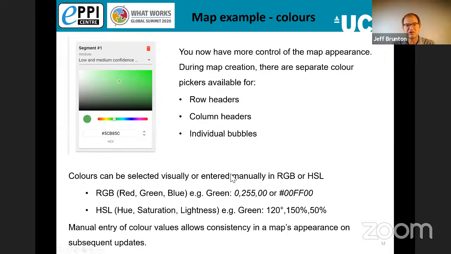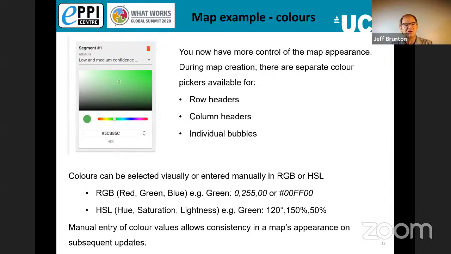They can be selected visually or entered manually in different ways. Basically, you can enter what are called RGB values, the red, green, blue numeric values. For example, if you want green, you can say green is 0, 255, 0. There's also a hexadecimal value for that. But if you just go onto Google, you can easily find RGB values for any color you want.